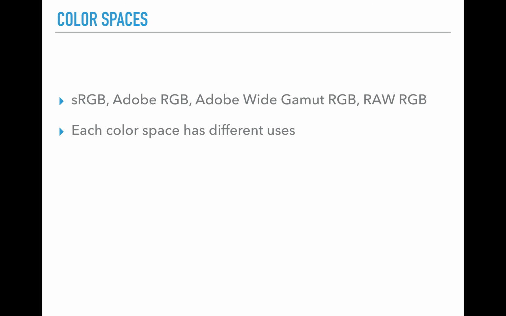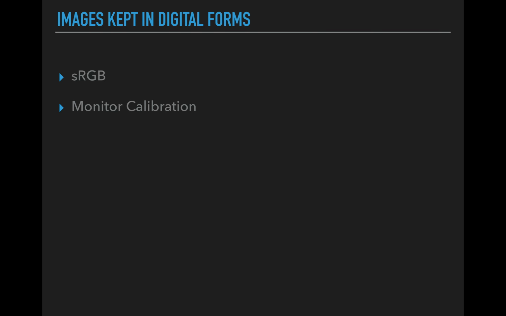So while each of these color spaces are different, they all are the same in that they are all a range of colors that then have a numerical value that is then embedded into the image, basically telling the image how to display a color.